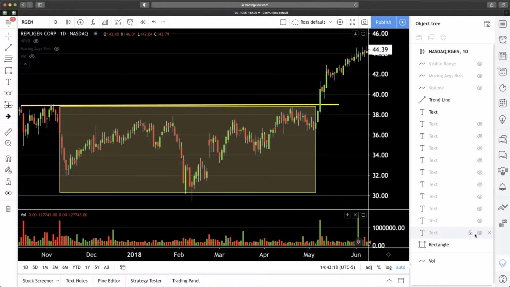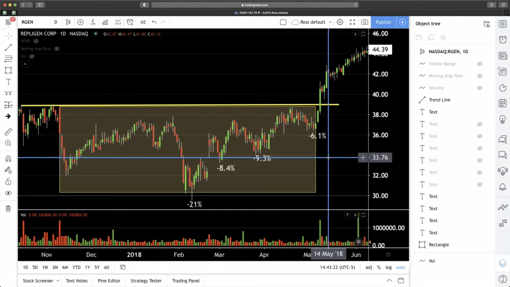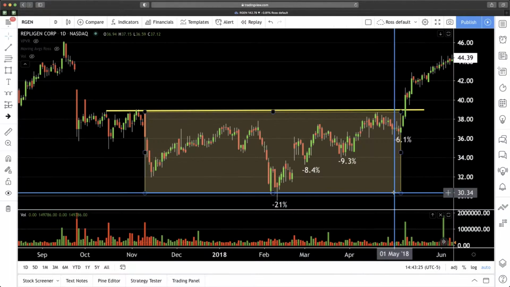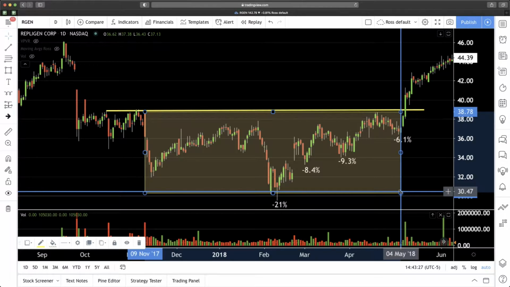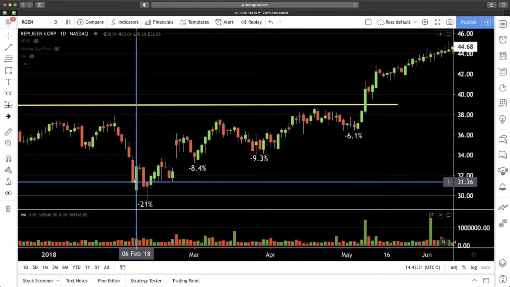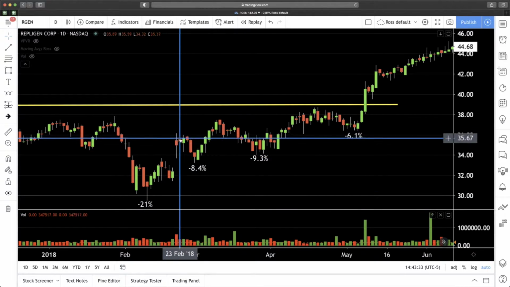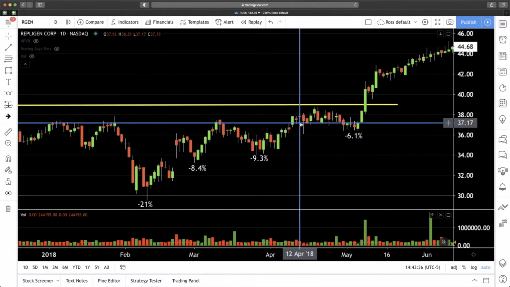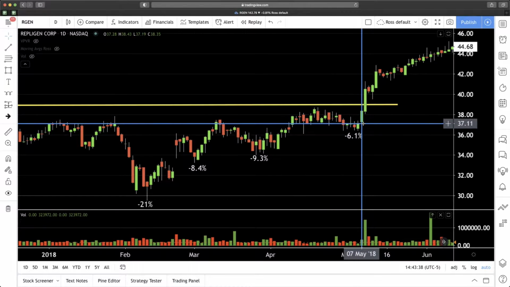And I've gone ahead and mapped these for you. Here's what those numbers are on those four dips. I'm going to take this rectangle off the chart. We know where our base is now. But look at these. Look at the decrease in the movements. We had a 21% dip, then about 8.5, 9, about the same. It's getting shallower, 6, shallower, shallower, shallower.